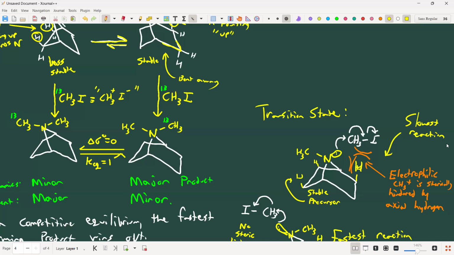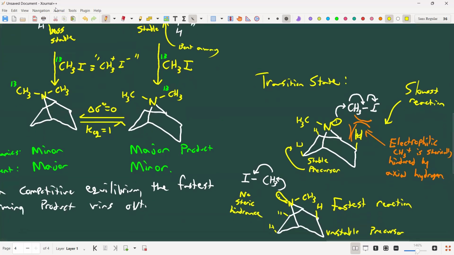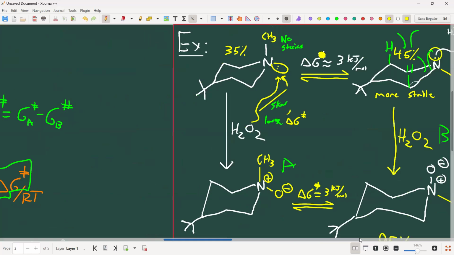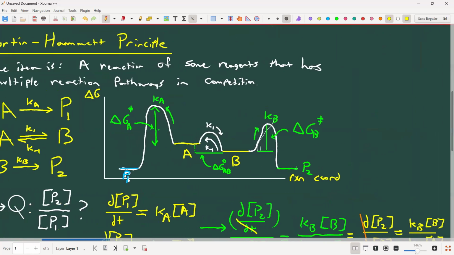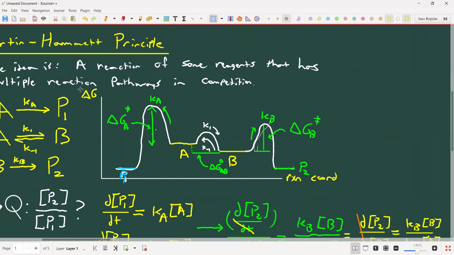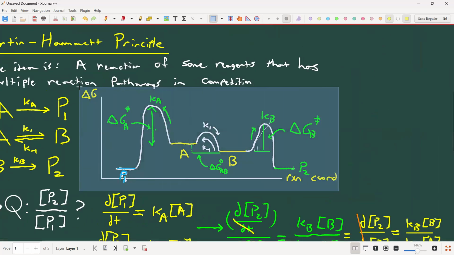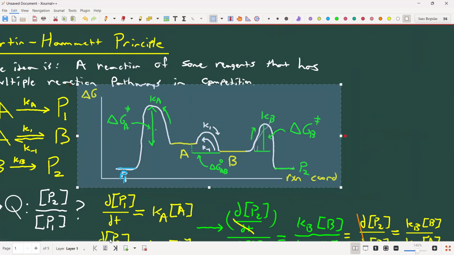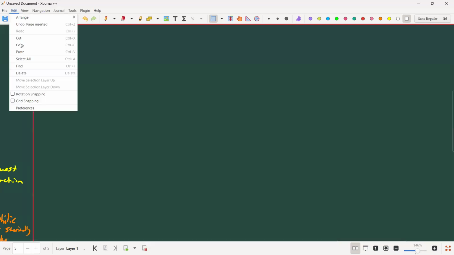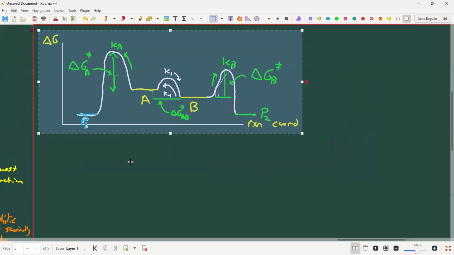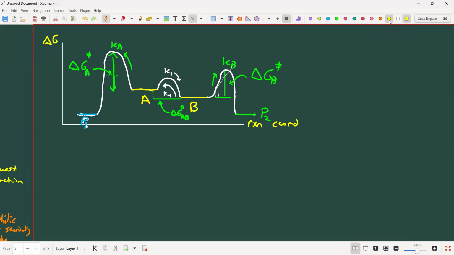So the last thing I want to mention, maybe we'll finish a little early today, is that in this situation, let me bring back my reaction scheme. This is my reaction scheme. So some observations of this.